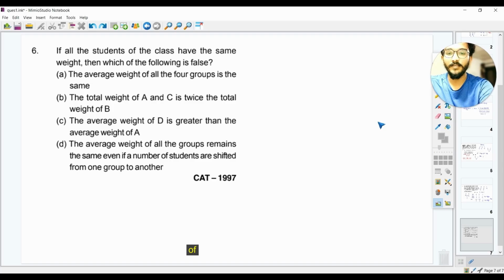C option. The average weight of B is greater than the average weight of A. So it's a false statement, because the average weight of B is equal to the average weight of A, which is what we have decoded in the first statement. So that's wrong. That is our answer for this particular question.